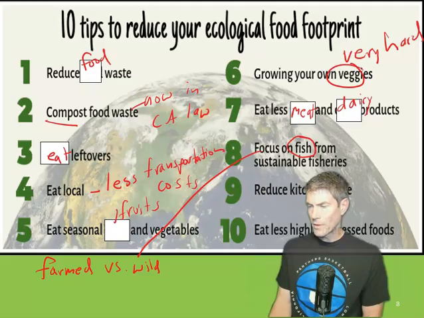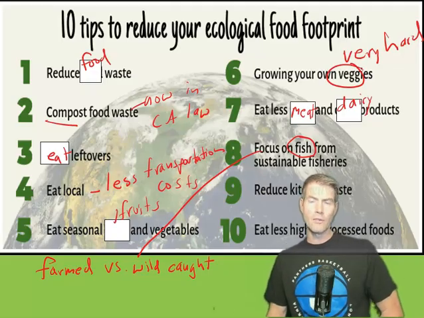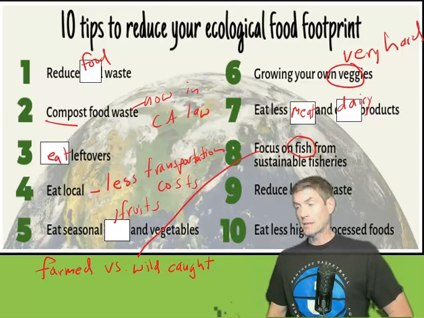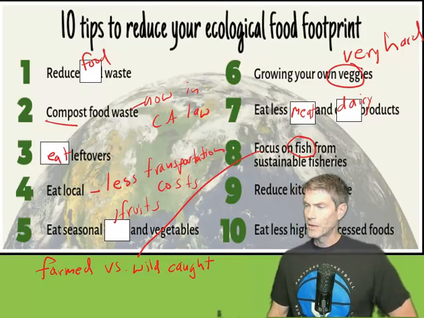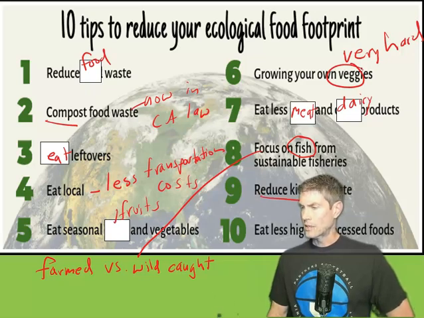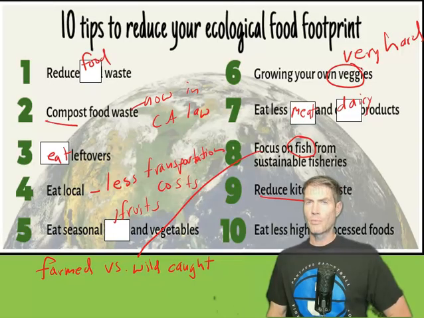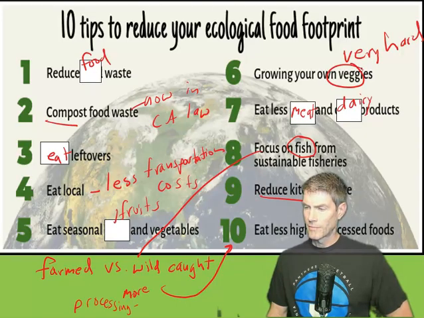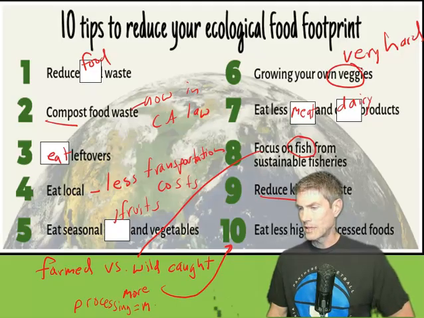Because you might think, oh, if you farm it, that might be better than going out in nature. But the farming process, we know, can create a lot of waste and have a lot of impacts. Going out and catching too much wild fish can have impacts as well. So it all comes down to regulation, watching what we do, reducing kitchen waste, and always eating less processed food. The more processing food has, the more ingredients, the more energy it takes to do that. So write down: more processing equals more energy.